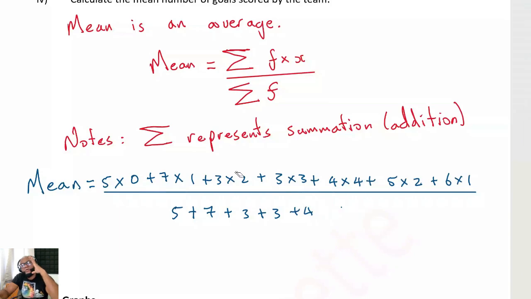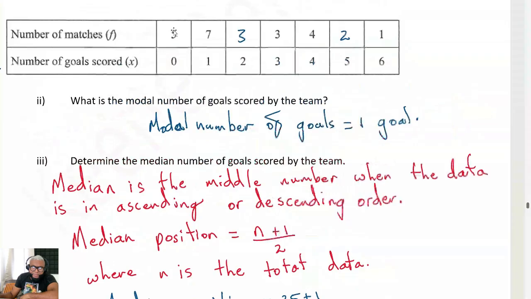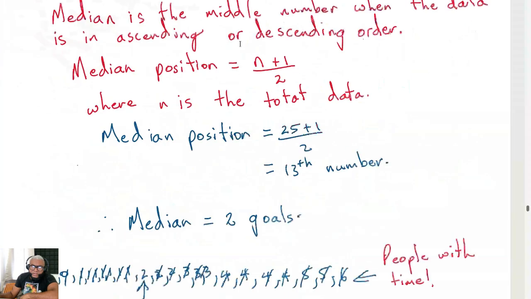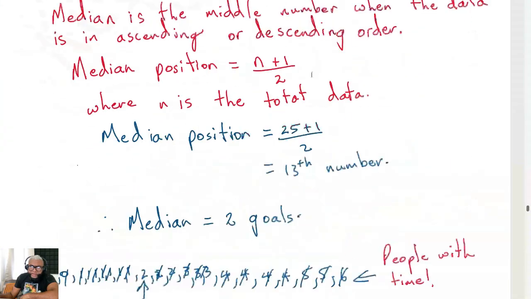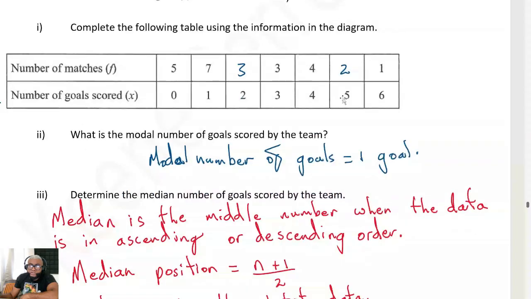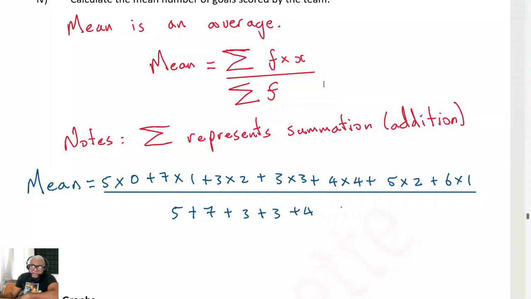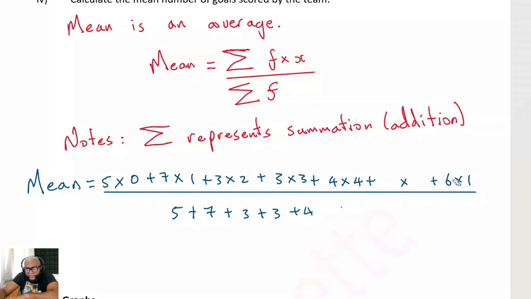All right, I want to write this in order because we didn't go in order here. So it's 5 by 0, 7 by 1, 3 by 2. Did I have 3 by 2? Then 3 by 3, then 4 by 4, then 2 by 5. I want to put it in order so if anybody is reviewing it, they will know where I got these from. It's 2 by 5 and then 1 by 6.